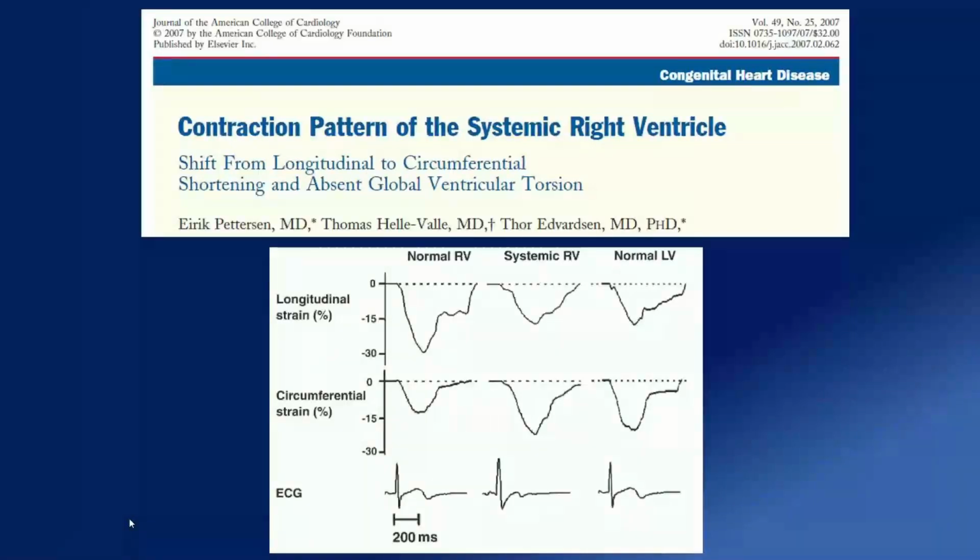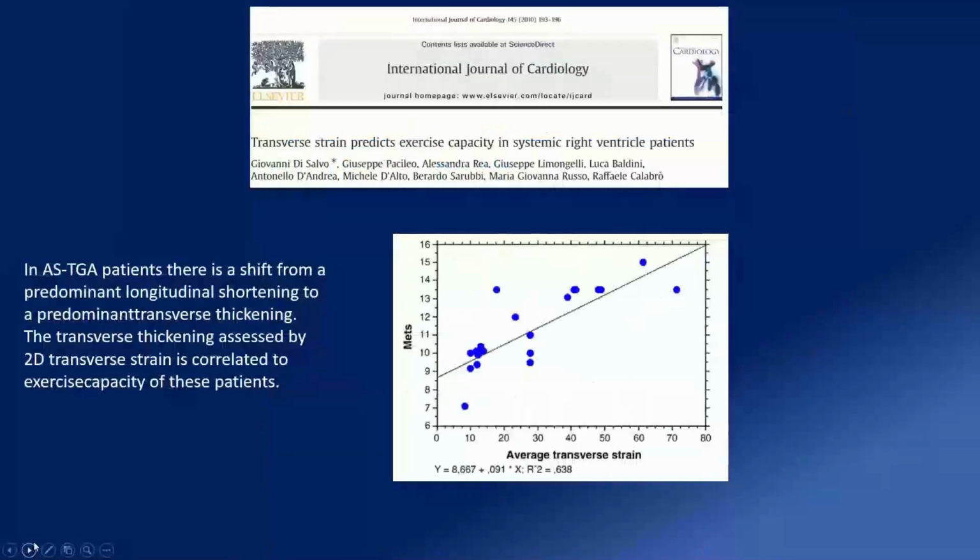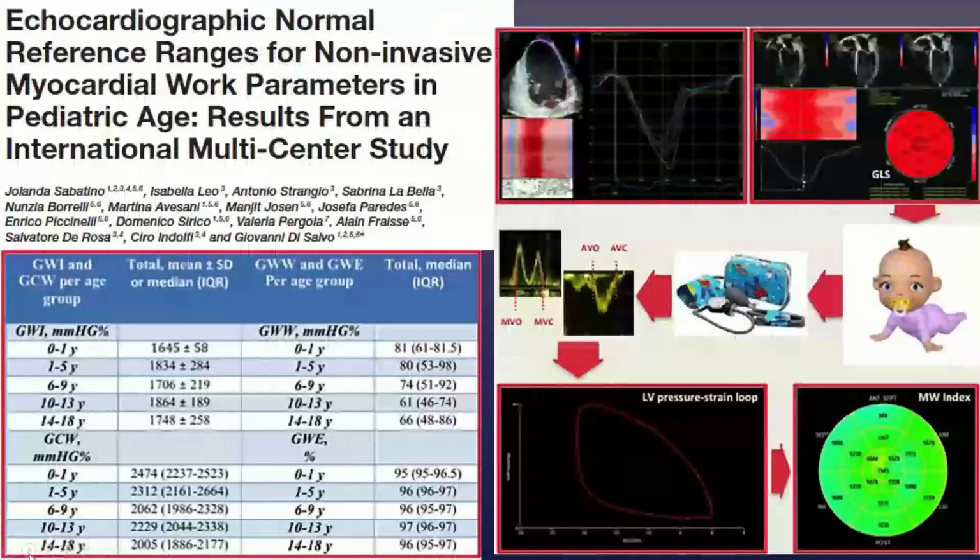And this is not only a technical aspect, because we demonstrated that in patients with systemic right ventricle it is the circumferential strain that is correlated with exercise capacity rather than longitudinal deformation. But nowadays we can get better information about myocardial deformation, because one of the limits of strain by using 2D speckle tracking is that it is still a load-dependent parameter. Strain is less dependent than ejection fraction, but it still is load-dependent.